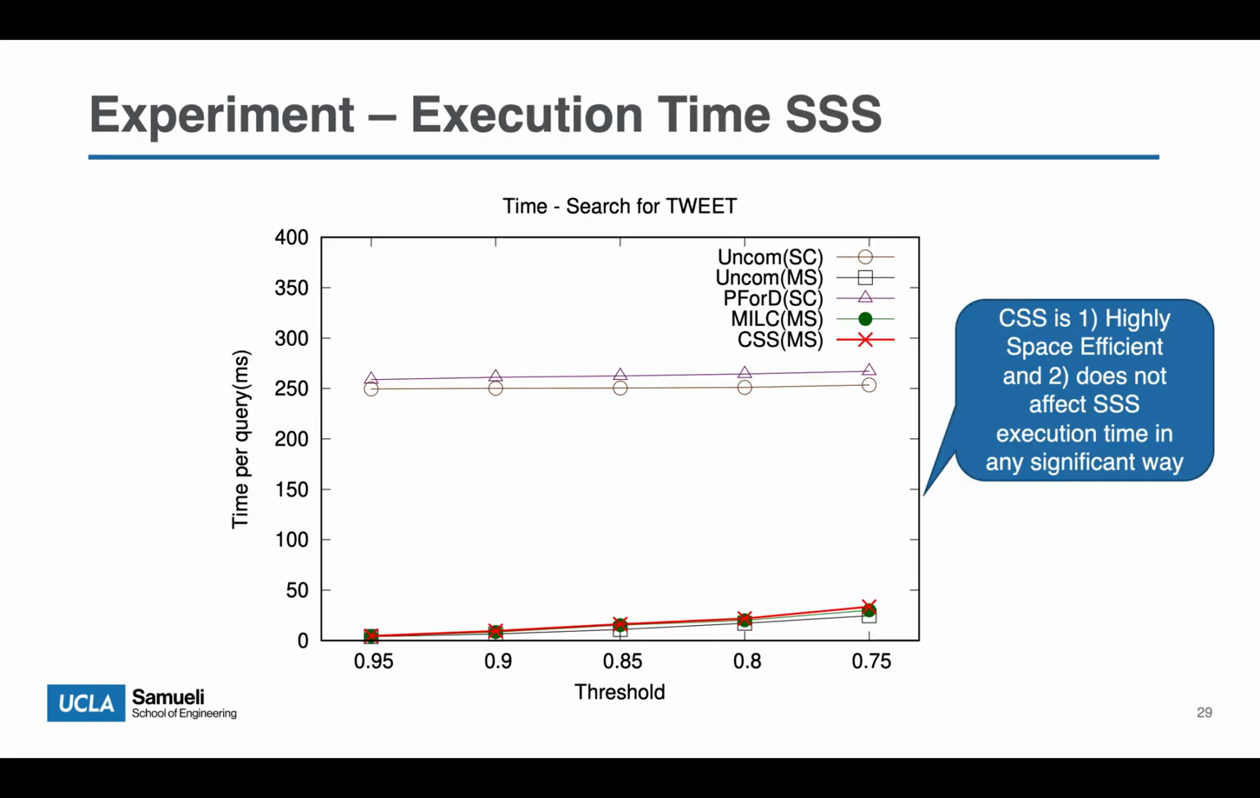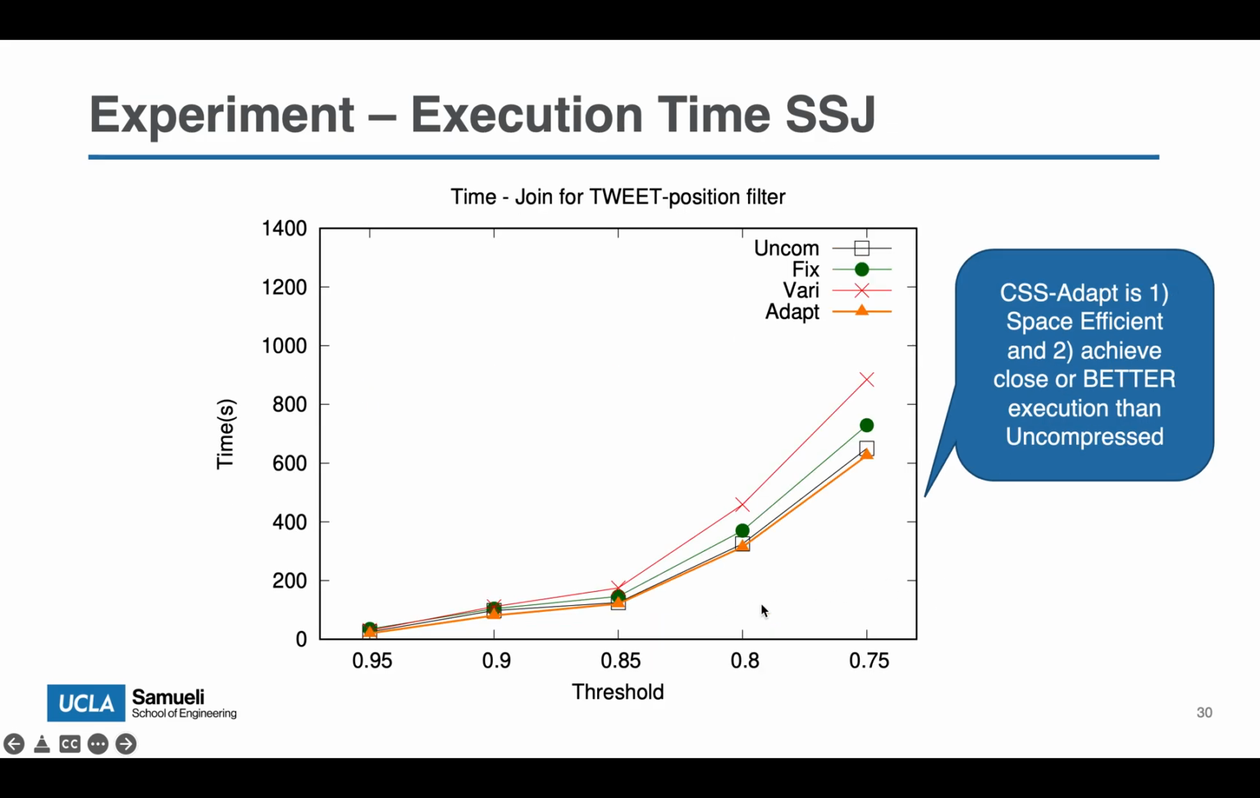So let's look at the execution time for string similarity search. Here, the red line denotes CSS vary, and the uncompressed is the line with a square. You can see here that the CSS execution time is very close to uncompressed, the line in square here. So it will not affect execution time in any significant way.